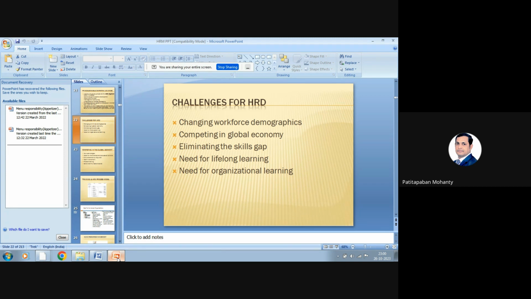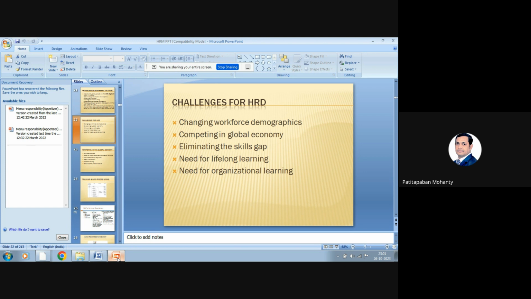So nowadays, the traditional HRM or HRD and today's HRM or HRD have a long gap, a huge gap. In the previous days, the demographics was only gender biased, and sometimes it was a very clumsy workforce, but now it is a diversified workforce.